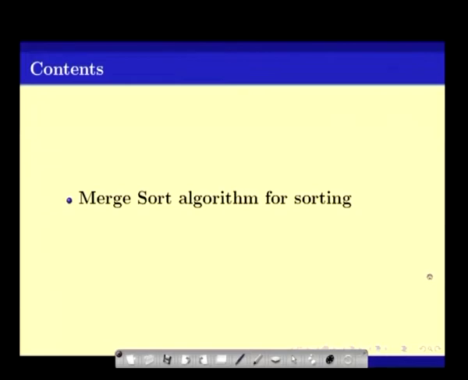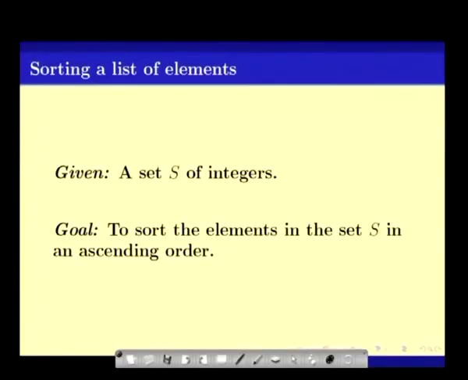So, what is the problem at hand? The problem at hand is: given a set S, say of integers, we want to sort the elements in this set S. Note that integers are just an example. You can use any object for which there is a total ordering, for example, words or real numbers or any such things.